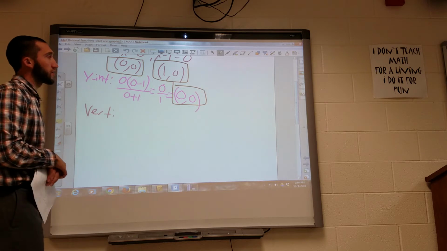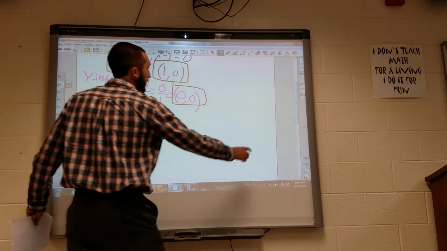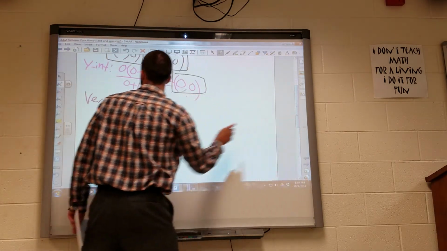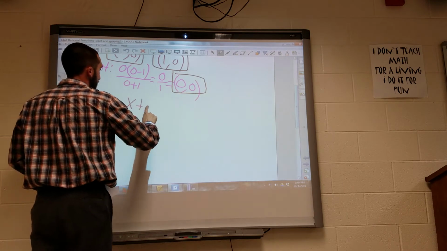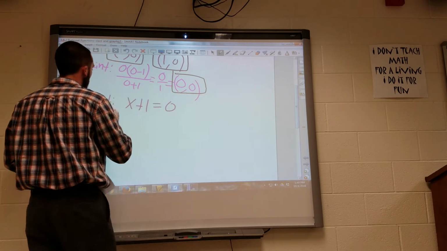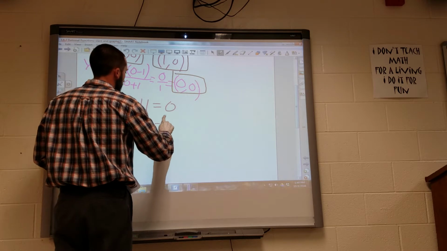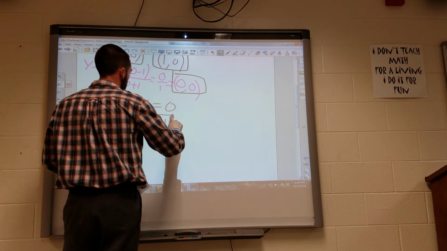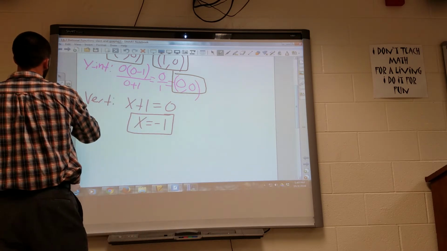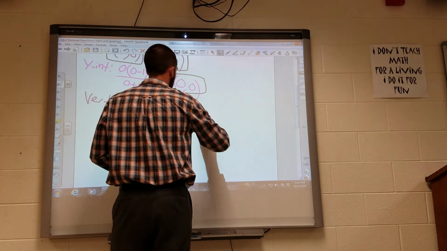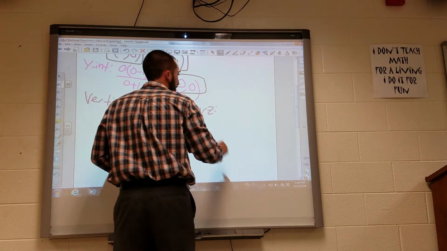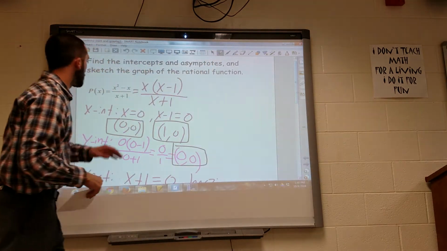And remember, vertical asymptotes are just the zeros of the denominator. So we started off with x plus 1 in the denominator. So that means my vertical asymptote is the line x equals negative 1. And my horizontal asymptote in this case means I just look at the degrees.